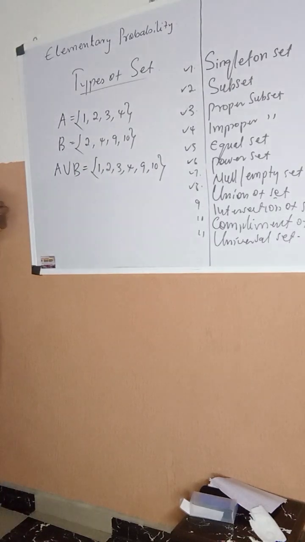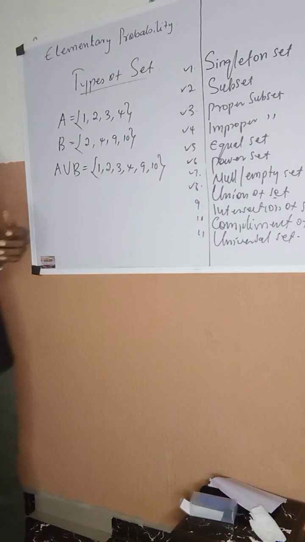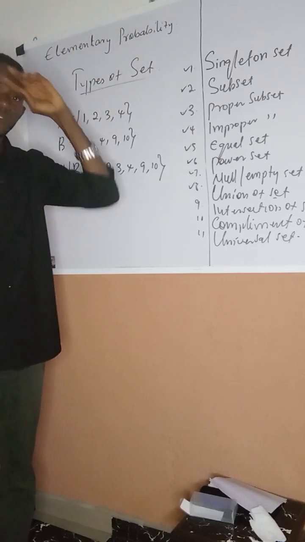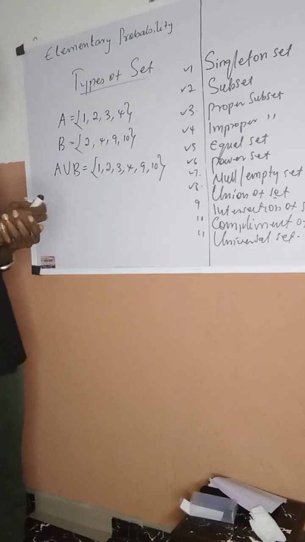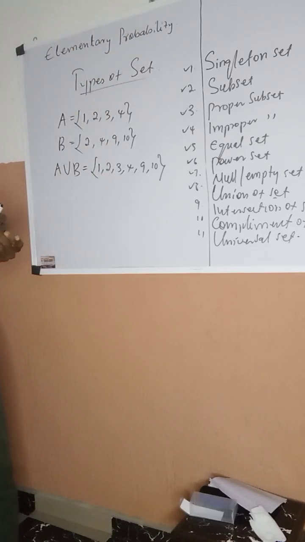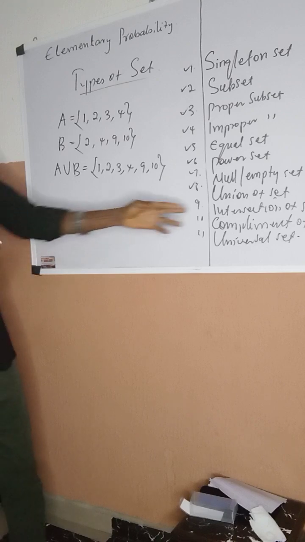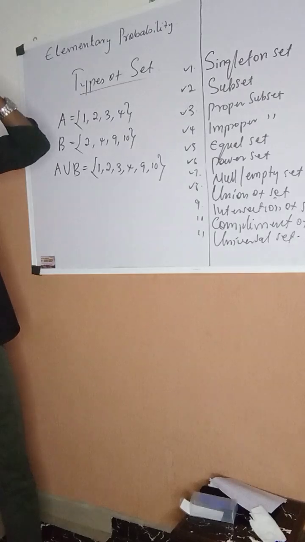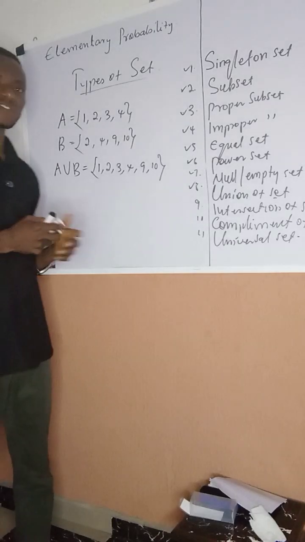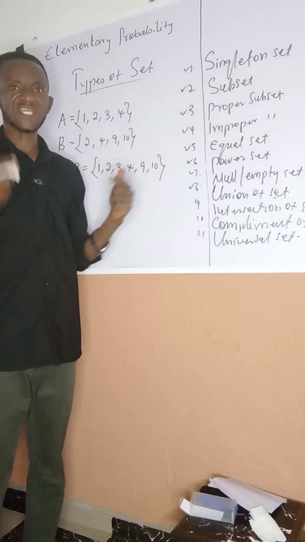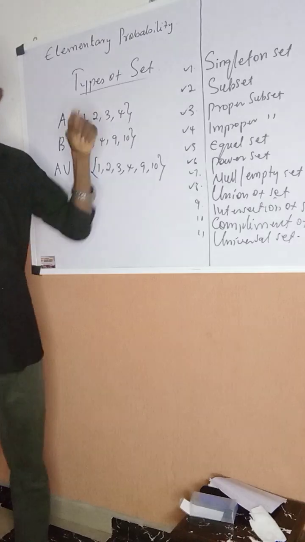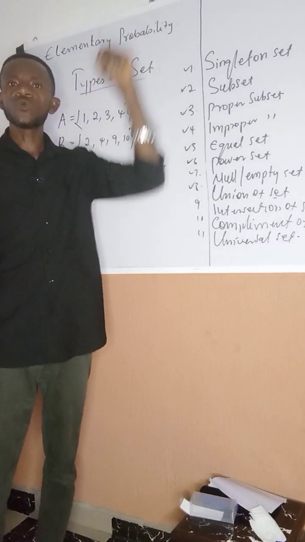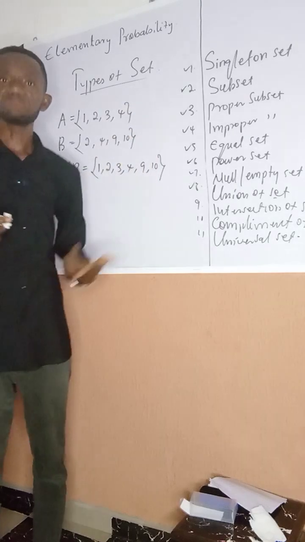This is what we call union of sets: a set that contains all the members in A and B without repetition of numbers or elements. Then we now move down to what we call intersection of sets. Intersection of what? Sets. An intersection of sets is a set that contains all the members that are common to both set A and B.